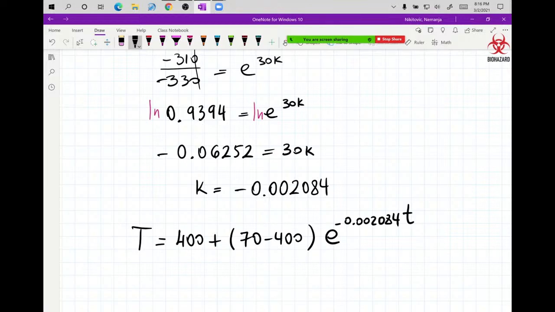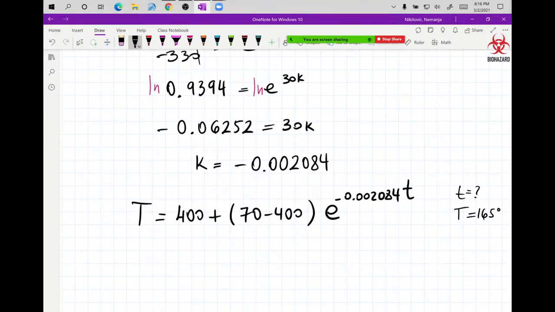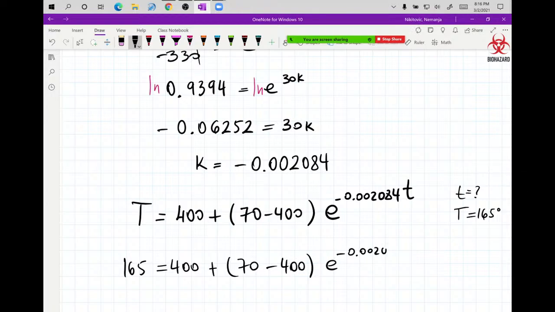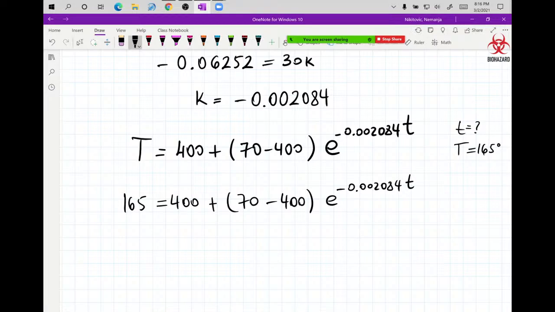Now, if I want to calculate the time, and I know that my target temperature is 165, I just need to run this calculation again to calculate T. My target temperature is 165. I have all of the other numbers, and that will give me the time for cooking. So minus 165, that's going to be negative 235 is equal to negative 330 E to the negative 0.002084 T.